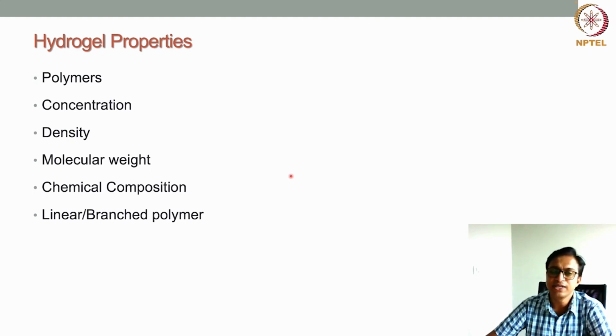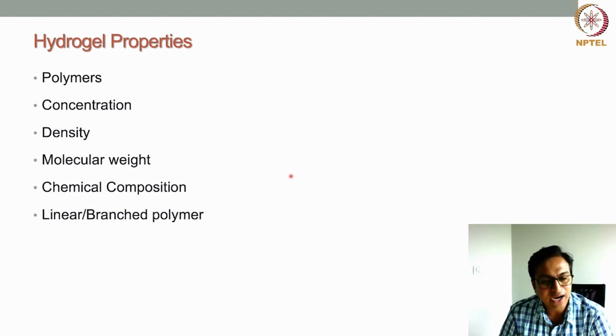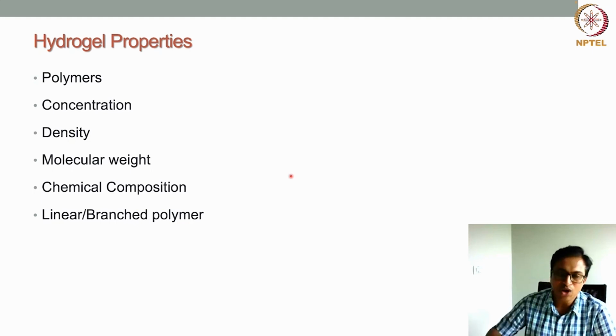The other thing is linear or branched polymer. We know that the polymer can be a linear one, or it can be a branched one, and depending upon that, again the hydrogel properties will vary, right? So all these have certain aspects on the hydrogel property. All this can impact the hydrogel properties.